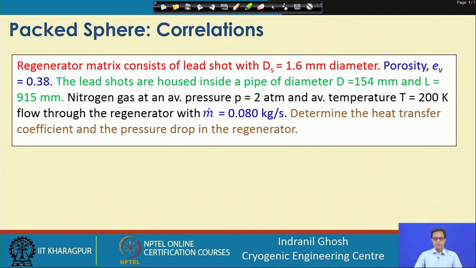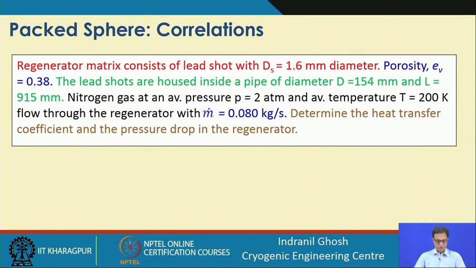It has been made of some lead shot, and its diameter is specified. The porosity has already been specified, and it was inside a pipe of diameter 154 millimeter and length 915 mm. The gas used in this process is nitrogen at a pressure of 2 atmospheric pressure and at an average temperature of 200 Kelvin, and the flow rate of the nitrogen is also specified.